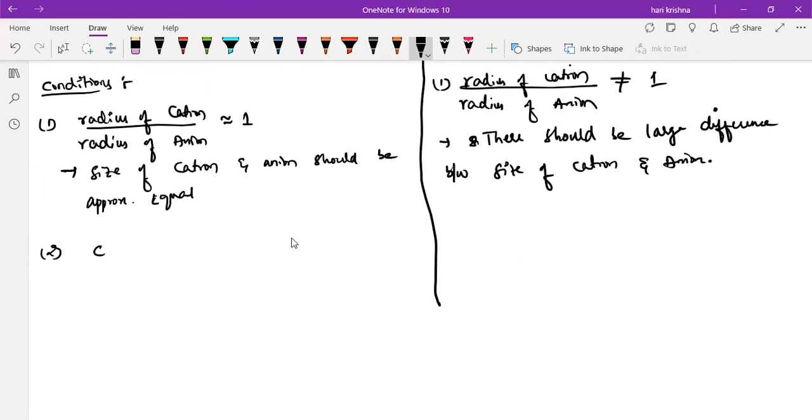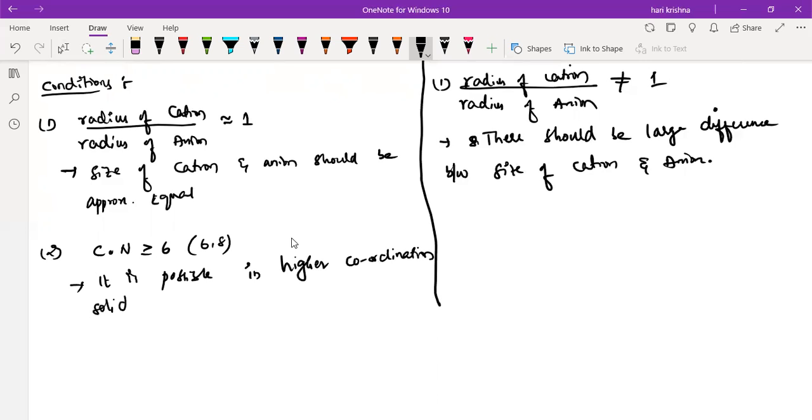Second point. It is shown only in coordination number greater than 6. Okay, it can be 6 or 8. So the Schottky defect is possible only in higher coordination number solids. What about the Frenkel? It is possible only in smaller coordination number compounds.